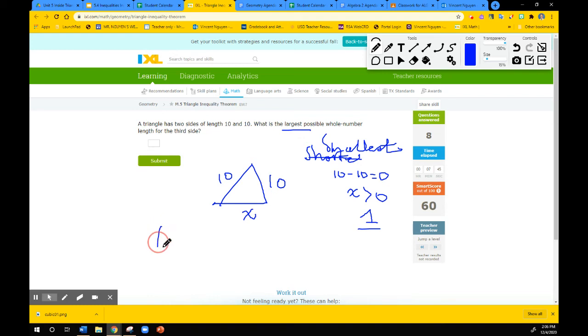Now, to find the largest, there is also a shortcut. To find the largest, you add the numbers. You do 10 plus 10, which is 20. But 20 is too large, because these two numbers have to be larger than this side. If we pick this number to be 20, then 10 plus 10 is not greater than 20. So we have to pick one less than that. 20 is too big, so 19 is our answer.